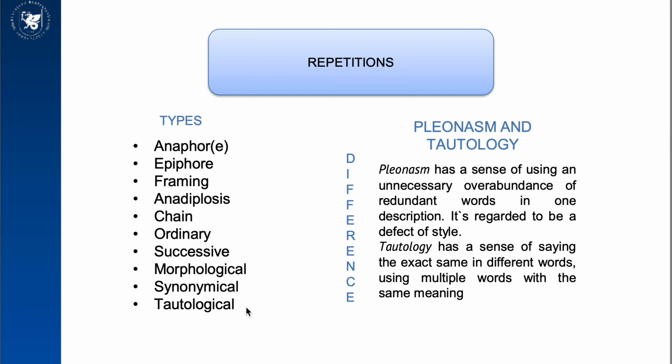Okay, well done. Repetitions. There are a lot of types of repetitions, like anaphora, epiphora, framing, anadiplosis, chain, ordinary, successive, morphological, synonymical, tautological. And here we are to discuss the difference between pleonasm and tautology. Pleonasm means using unnecessary, overabundant, or redundant words in one description. It's regarded to be a defect of style. Tautology means saying the exact same thing in different words, using multiple words with the same meaning. Okay, pleonasm is a defect. Good.